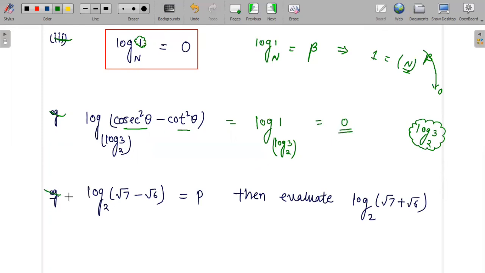Now let me take another one. It is given that log root 7 minus root 6 to the base 2 is equals to p. Then based on this information, will you be able to evaluate log root 7 plus root 6 to the base 2 in terms of p?